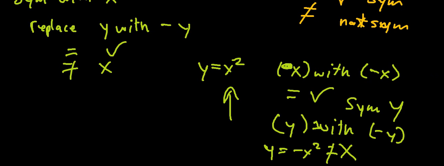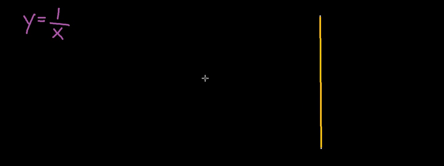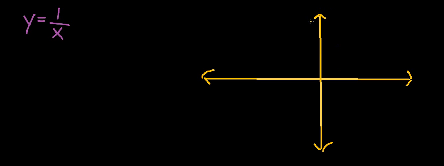So now that we know how to test for symmetry with respect to the x and y axes, let's figure out how we would test for symmetry with respect to the origin. So I have this equation, y is equal to 1 over x, and I'm going to graph it. It's kind of an off graph, but oh well. The graph goes like this. I'm not going to actually graph points, but I'm just going to show you how the graph of this would go.